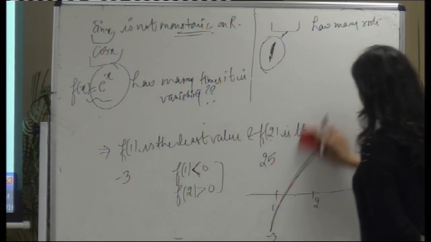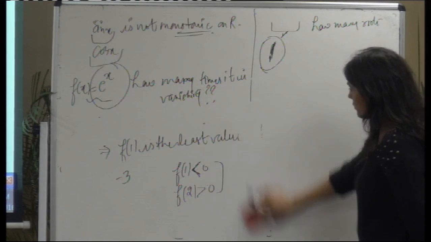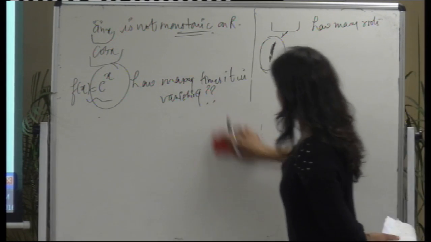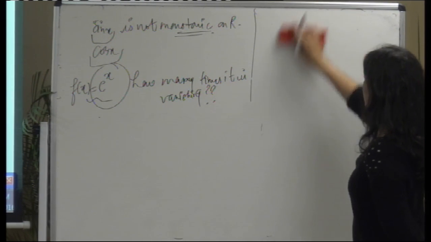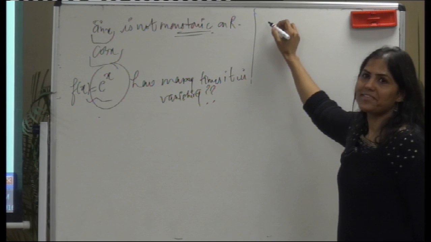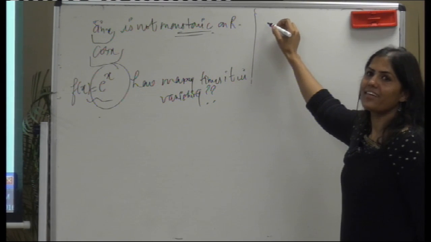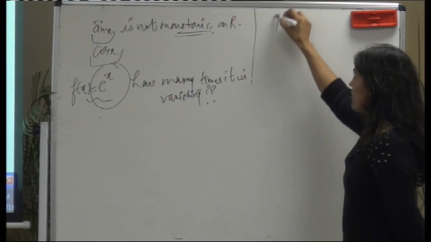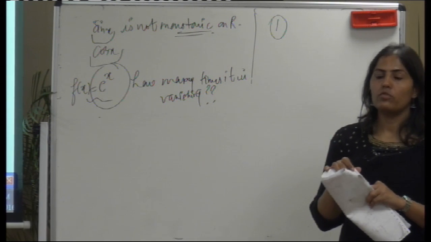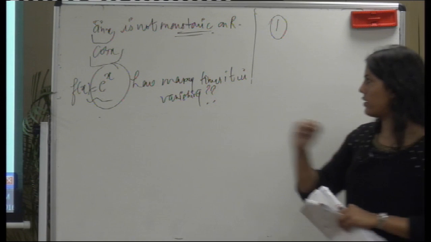How many times is it vanishing? One time, okay. Who is answering? You are too fast. What's your name? Rakhi. Okay, Rakhi, you are saying one time. You are very sure that unique case is occurring.